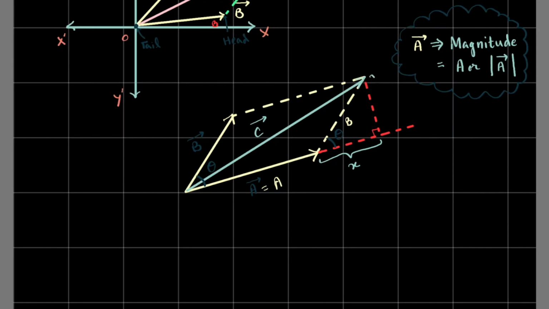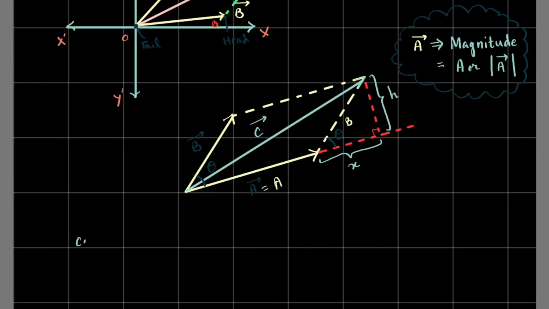And let's say the length of the perpendicular dropped from the vertex of the C vector to the line extended from the A vector is h. Okay, h. Now let's jump into trigonometry 101.